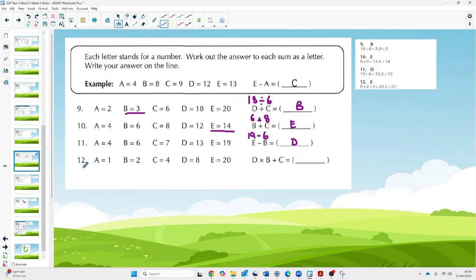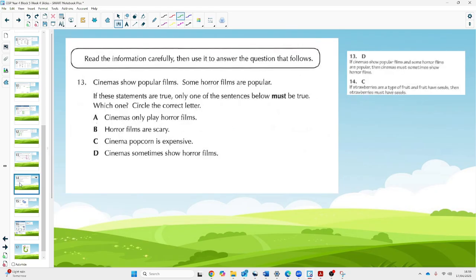Moving on then to question 12, we've got D, which is 8, multiplied by 2 to give us 16, plus 4 gives us 20. And therefore the answer will be E. Again, go down through. If you've got all those right, give them a tick. If you haven't, what we tend to suggest is put a little dot rather than a cross. It's easier then for you to go back and have a look at.